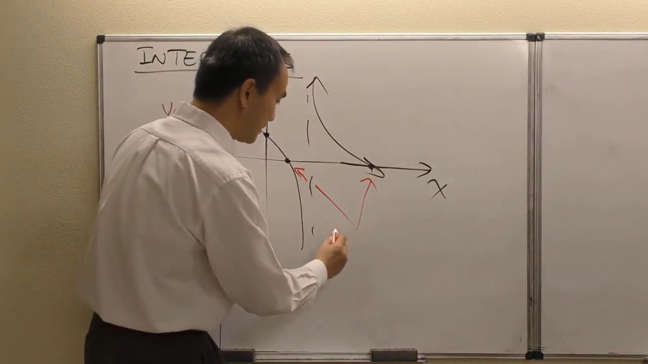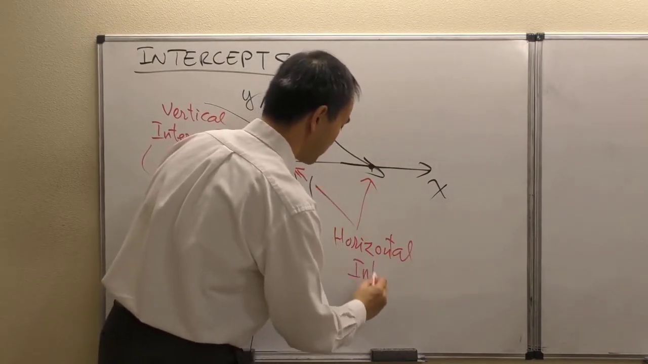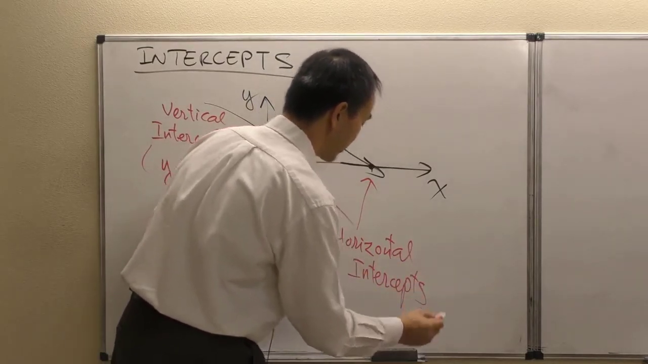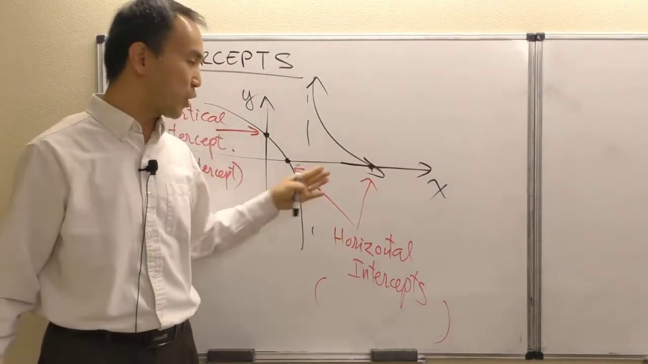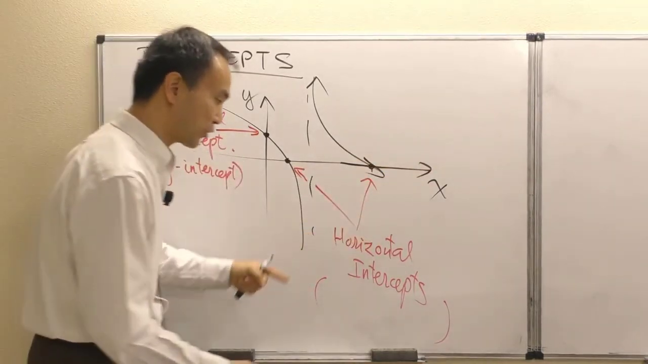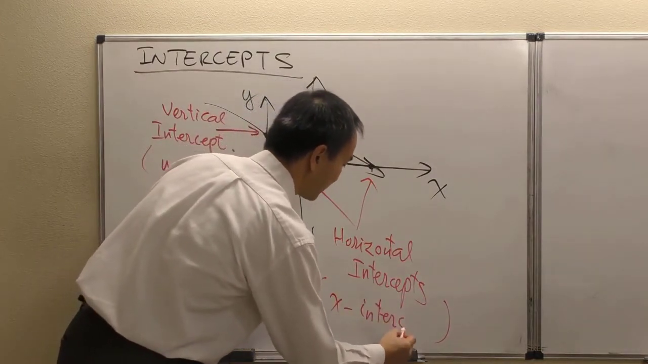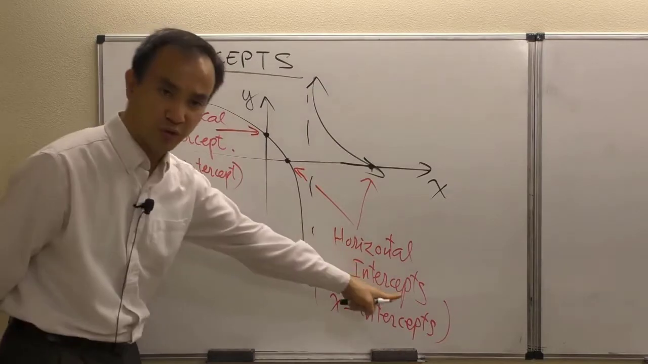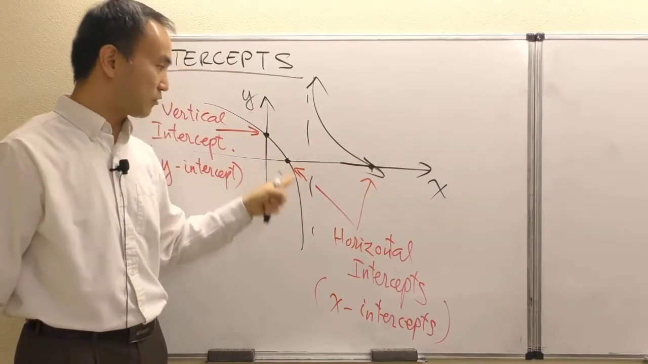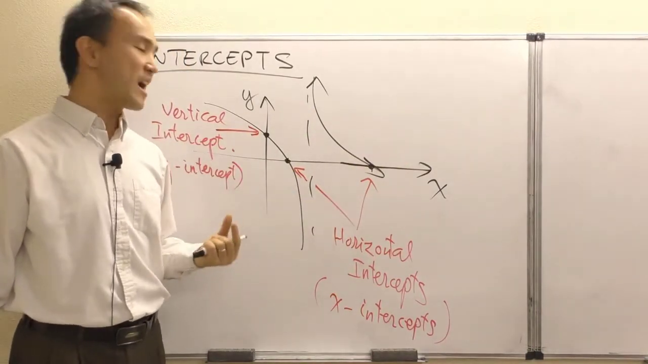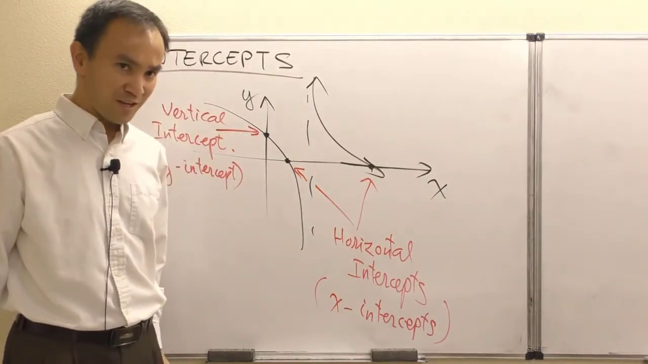So these are horizontal intercepts. If we are labeling our horizontal axis as the x variable, then horizontal intercepts a lot of times are referred to as x-intercepts. We can have multiple places on the x-axis where our graph crosses through it, whereas for the vertical intercept there can only be one, uniquely one.